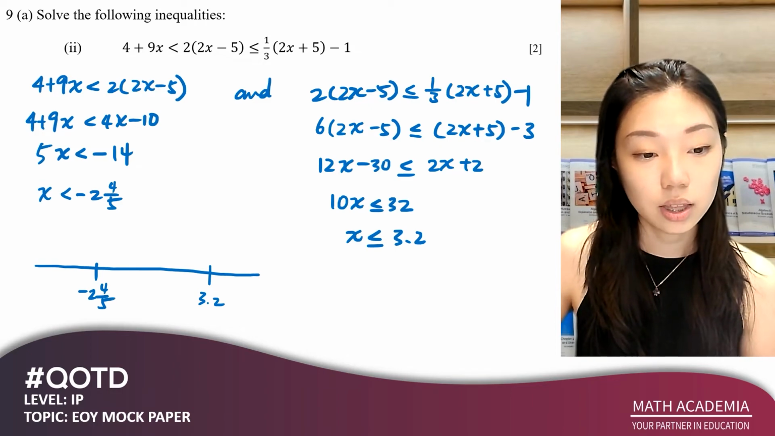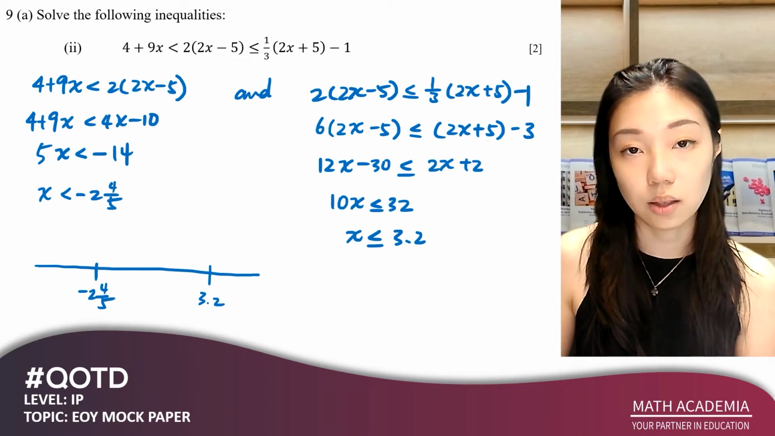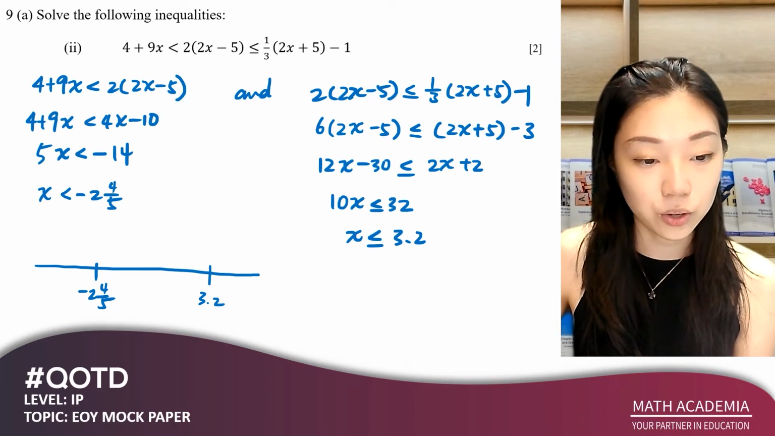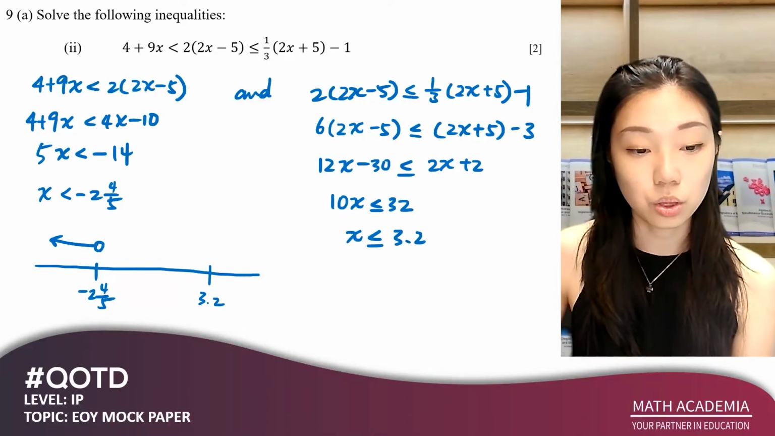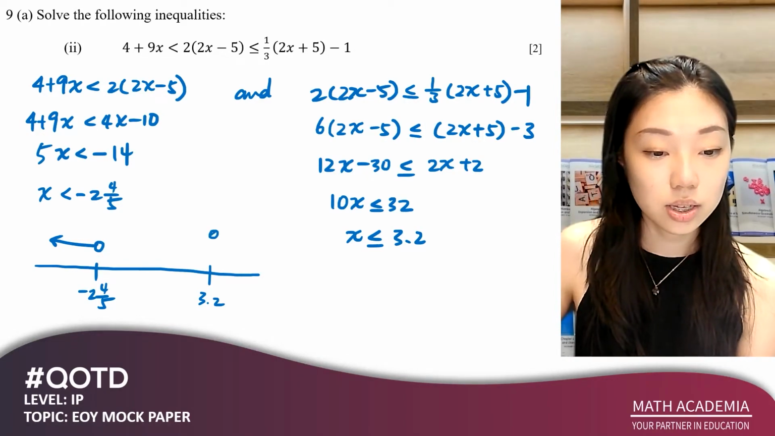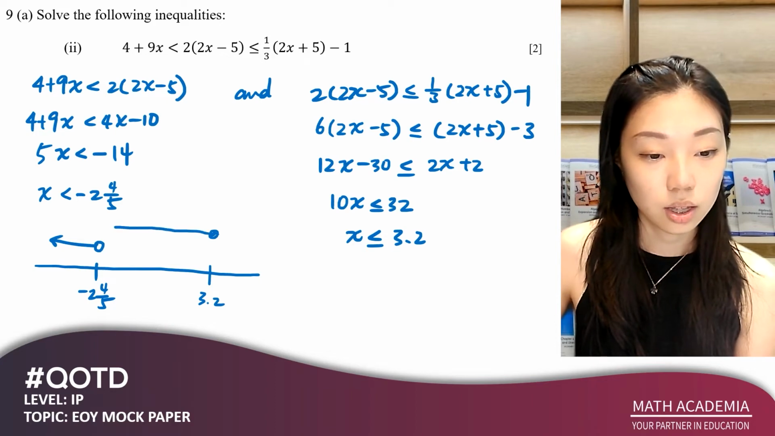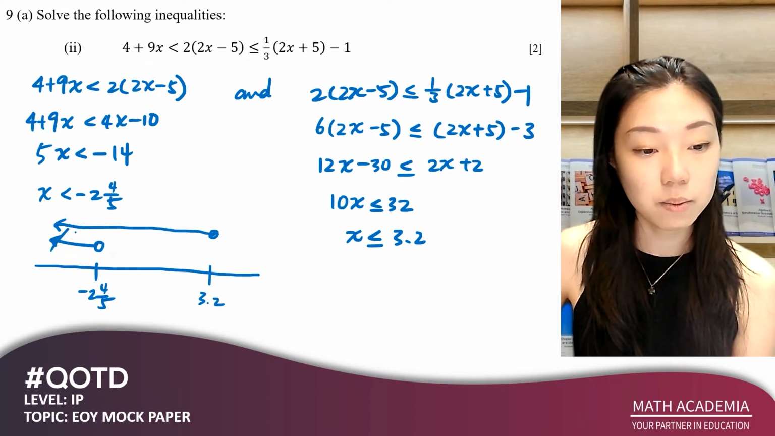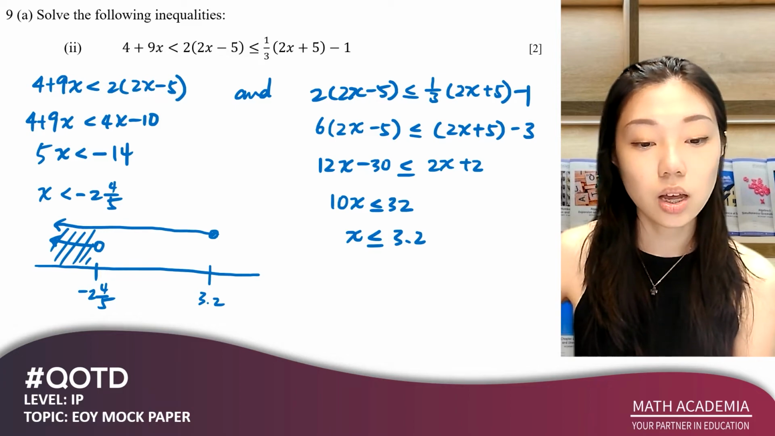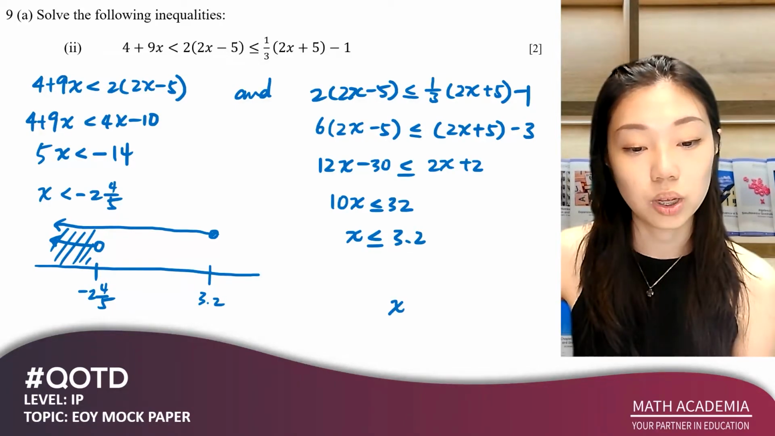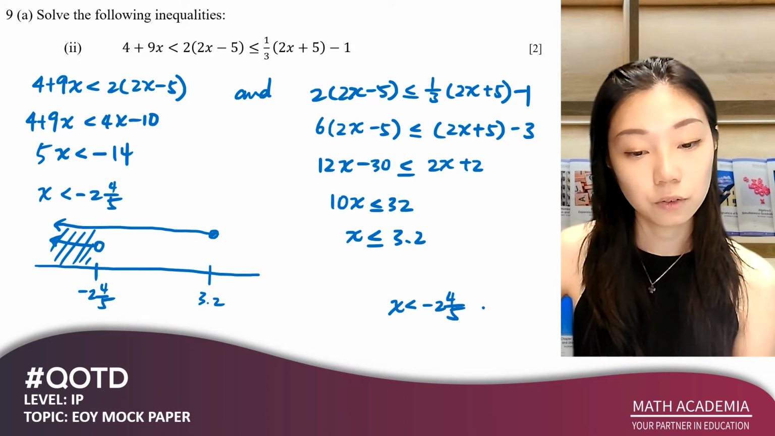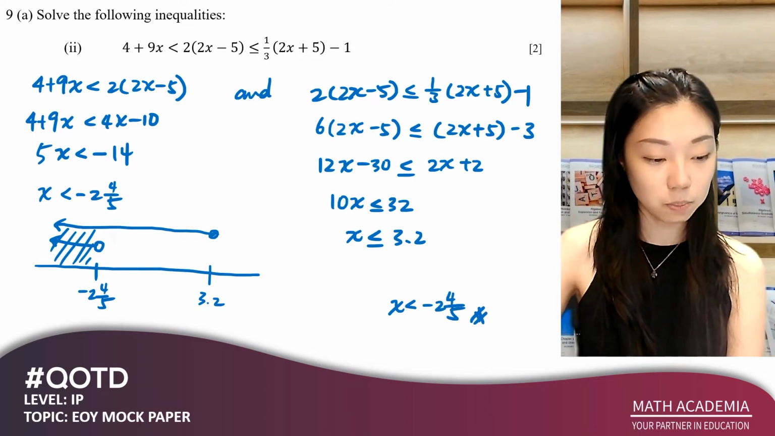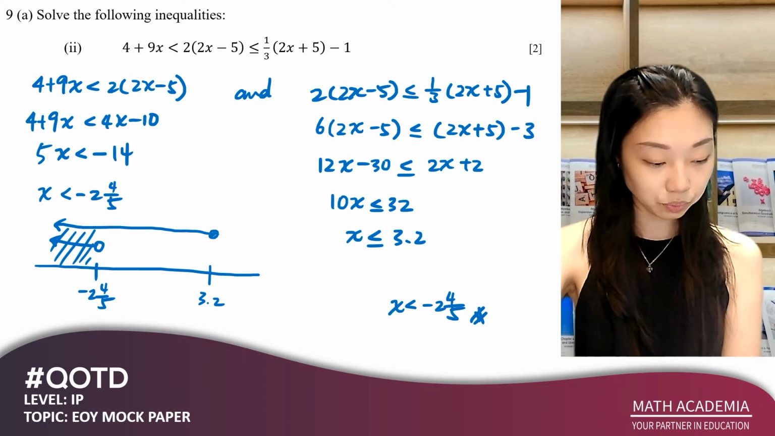Okay, to represent the inequality x is less than negative 2 and 4/5, I will have a hollow circle going in this direction. To represent x is less than or equal to 3.2, I would have a solid circle going in the same direction. So what overlaps would be this part over here, which means my final answer should be x is less than negative 2 and 4/5, which is the answer for question 9, part A, part 2.